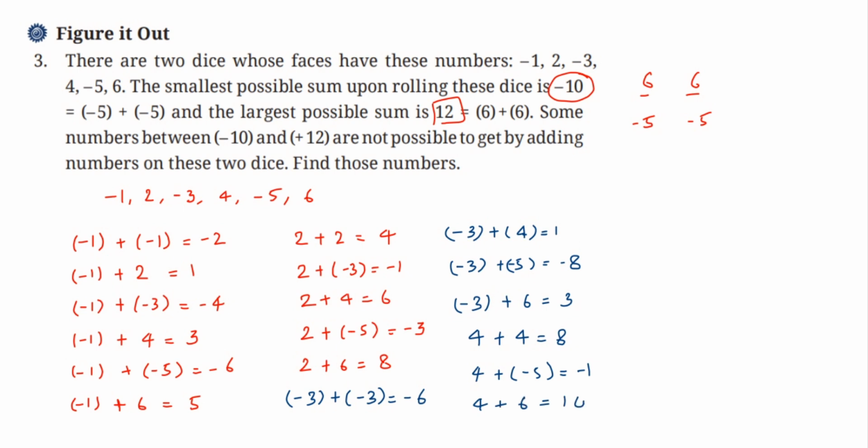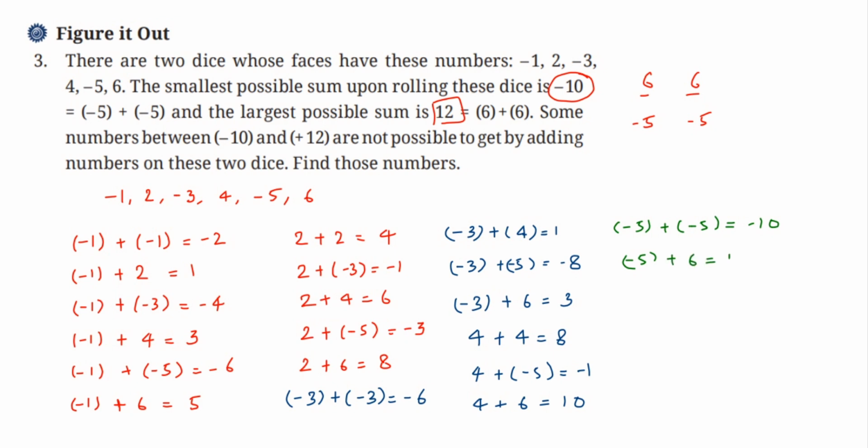Then next we have minus 5. We'll try the combination with minus 5 now. So minus 5, other combinations are done, so we'll try minus 5 plus minus 5. So this is the least possible, the smallest possible sum, which is minus 10. Then we have minus 5 plus 6, which is equal to 1.